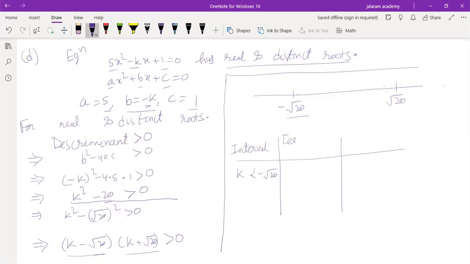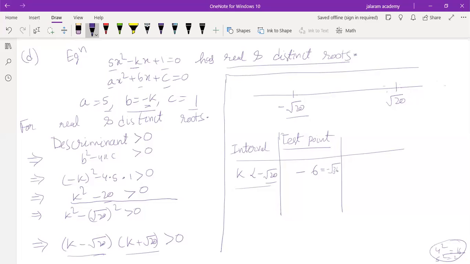For this, take a test point. Test point means we have to take a point which is less than minus root 20. You know that root 20 is greater than 4 square, 16, but less than 5 square, that is 25. So if we take a number like minus 6, it is always less than minus root 20. Minus 6 means minus of root 36, so it will be less than minus root 20.